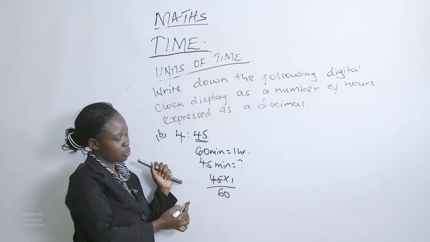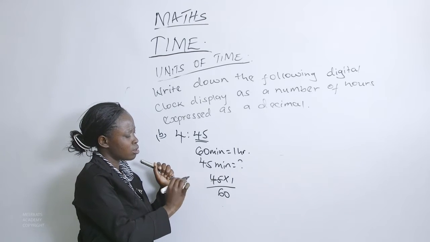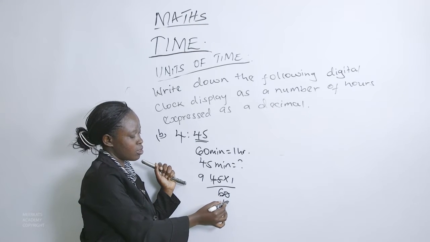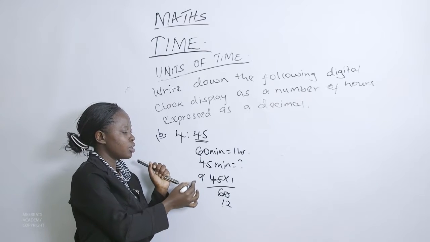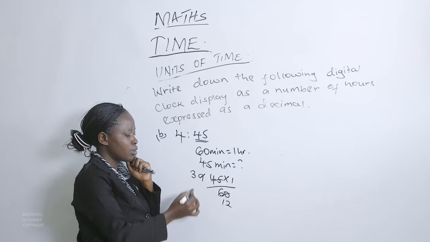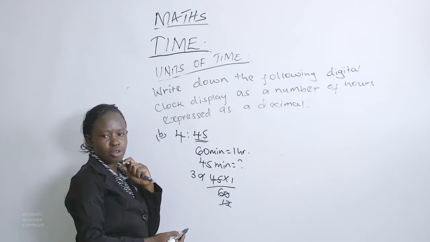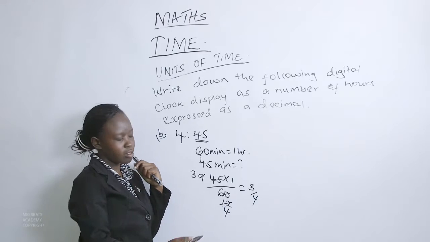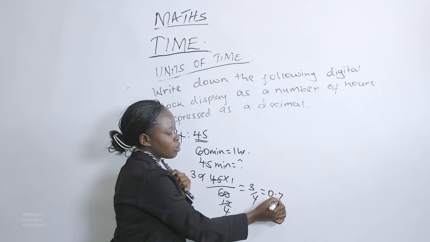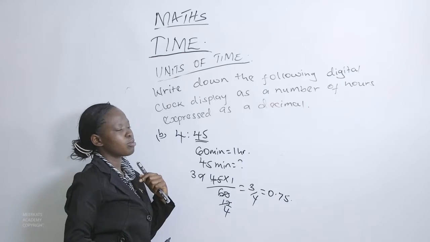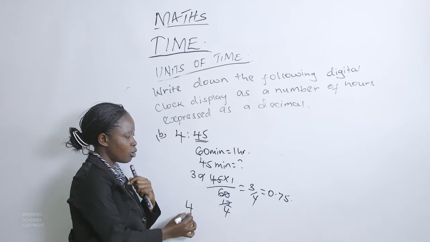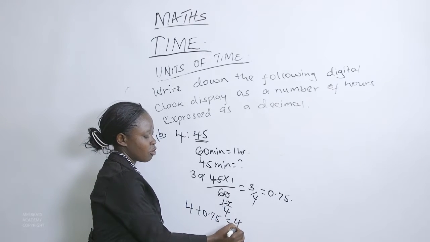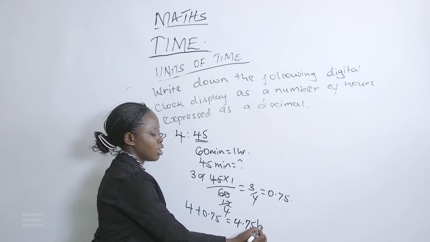5 into 45, that is 9. 5 into 60, we have 12. 3 into 9, that is 3. 3 into 12, we have 4. 3 over 4, if converted to decimal, is 0.75. So this means that as a decimal, I'll have 4 plus 0.75, which gives us 4.75 hours.